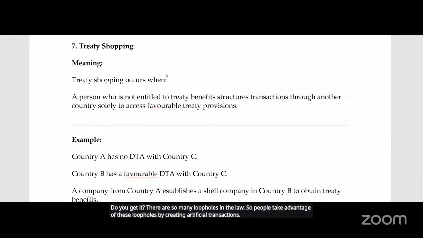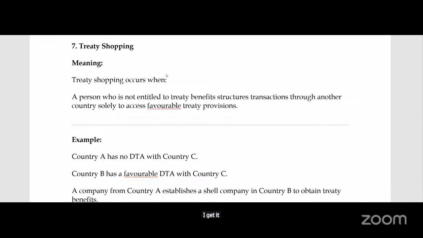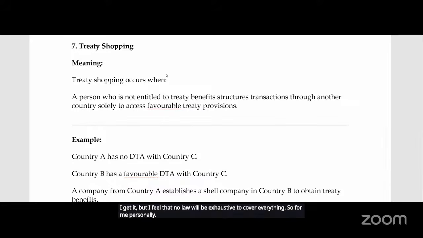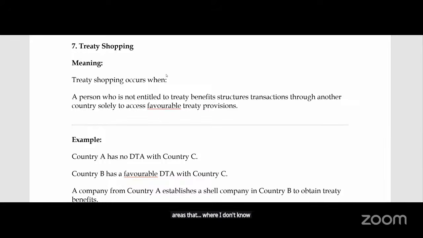I get it, but I feel that no law will be exhaustive enough to cover everything. Personally, the use of the word loophole, well, I don't know how to even convey my thoughts, but I understand where you are coming from.